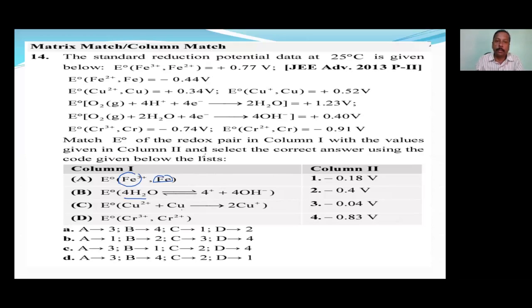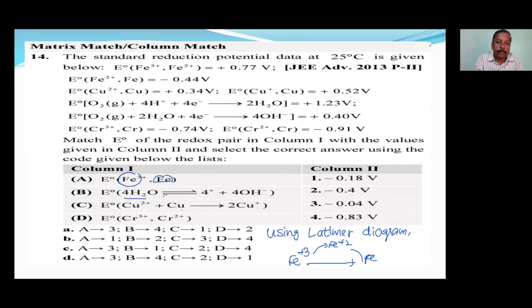This is an advanced question from 2013. 2013 was considered the most difficult exam after 2020, and 2020 is the second most difficult. Here we have to use the Latimer diagram. Fe3+ to Fe you have to find out, Fe3+ to Fe2+, and you are given Fe2+ to Fe, which is -0.44. Fe3+ to Fe2+ is +0.77. So now we have to convert it into delta G.